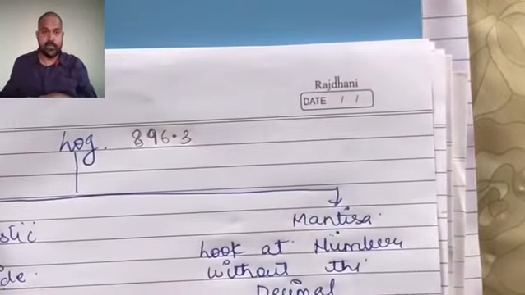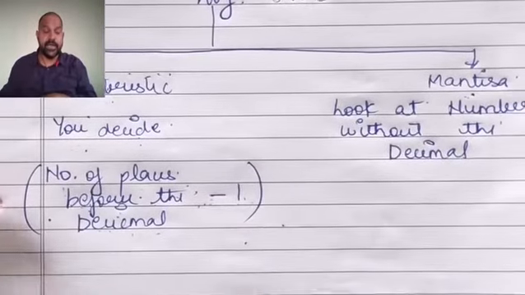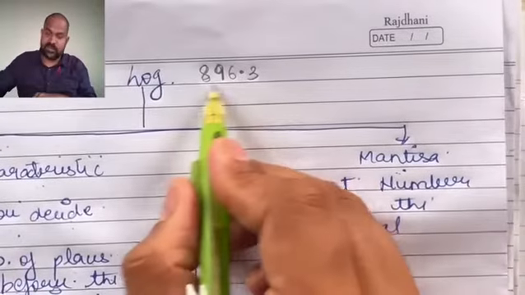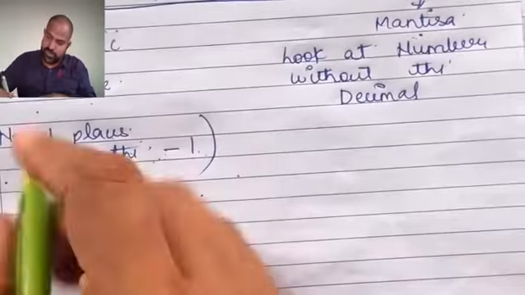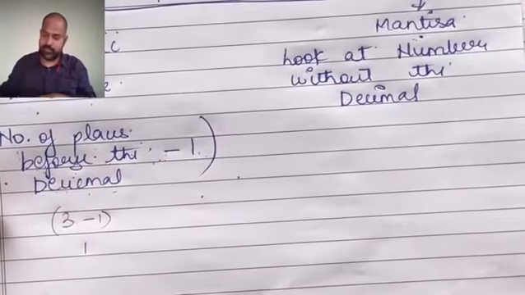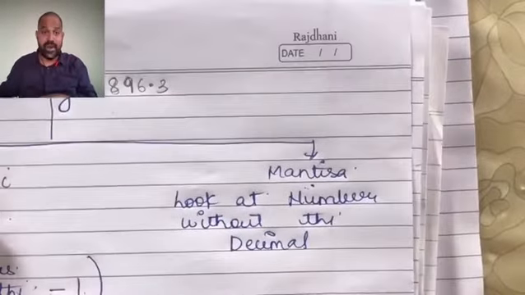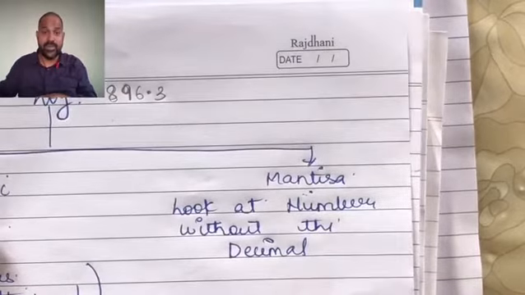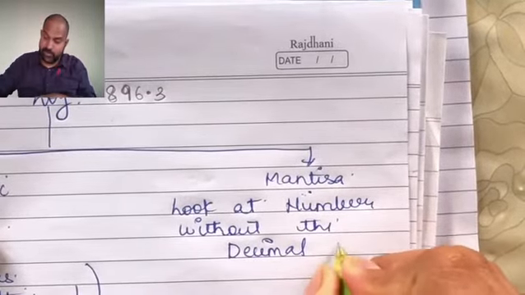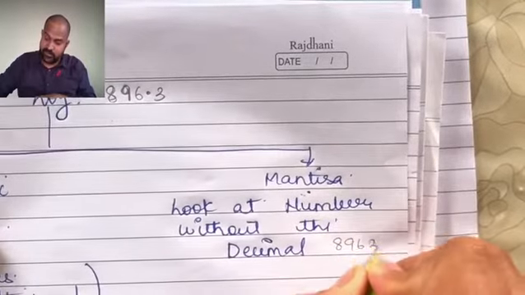6.3. So if you are taking log of 896.3, characteristic is number of places before the decimal minus 1. Before the decimal there are 3 places. So 3 minus 1 is 2. So the characteristic is 2. For the mantissa, you now look at the number without the decimal. Without the decimal, 896.3 is 8963.